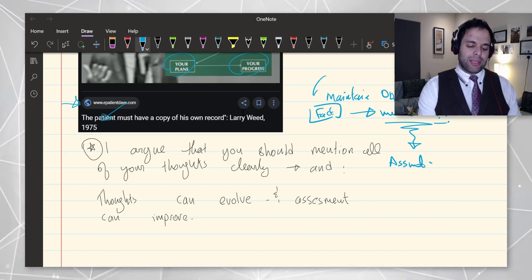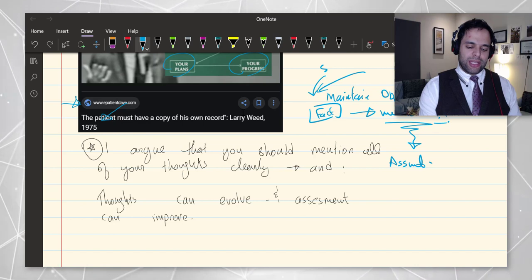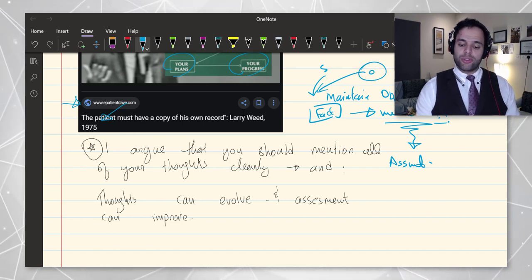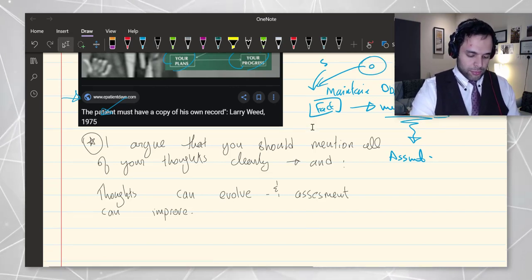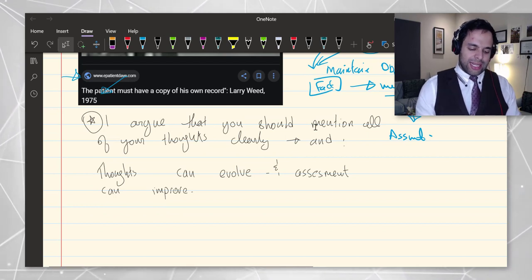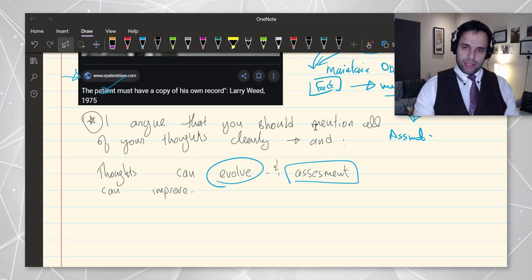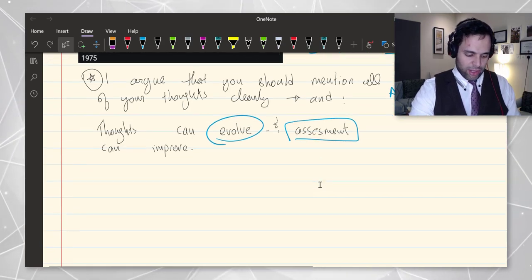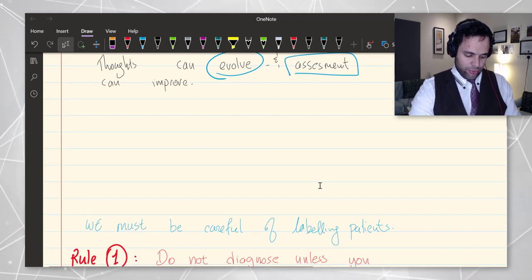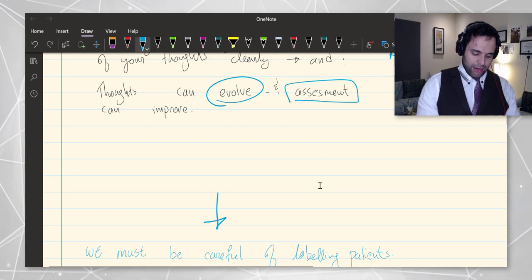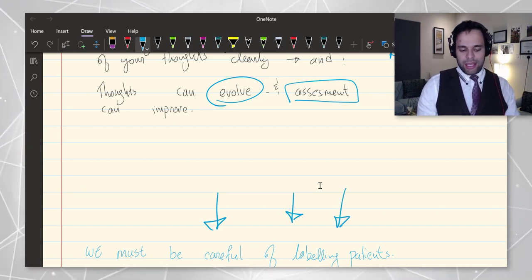right? And facts can be subjective and can be objective. Objective would be the ones that are measurable in hard data. And so on a daily basis, your assessment will show how your diagnostic workup has evolved and what can improve. We must be careful of labeling patients.